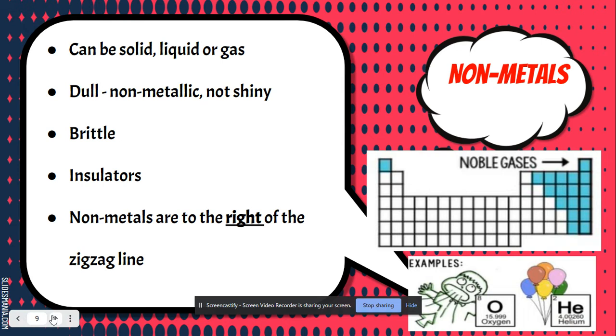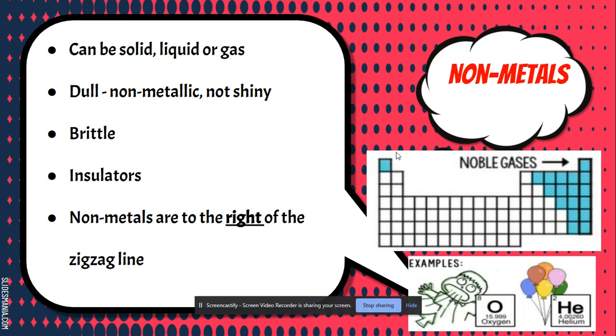Nonmetals. They can be solid, liquid, or gas. They're dull. Remember, non-metallic. They're not shiny. Brittle. They break easily. They are insulators, which means electricity and heat do not flow easily. Nonmetals are to the right of the zigzag line. Notice the blue parts here.